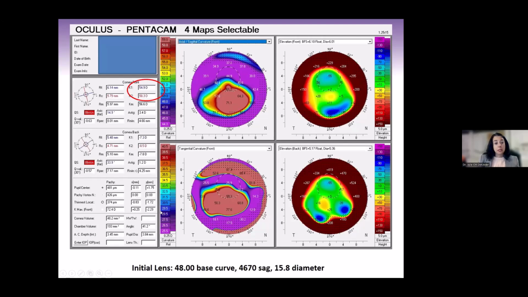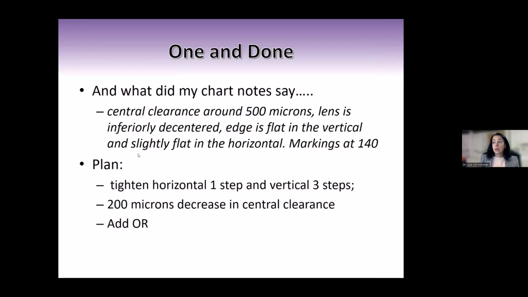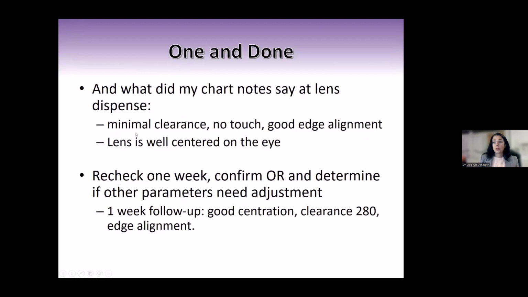Went with the same lens, actually put the exact same base curve on it because I thought it worked good on one. This one actually had lots of central clearance, inferiorly decentered, edges flat, stuff about the periphery. So once again, I tightened this lens the exact same way, but in this case, I decreased it 200 microns, put in the over refraction. There's the lens I ordered, and then said the same thing, minimal clearance, no touch, good edge alignment, lens is well centered on the eye.